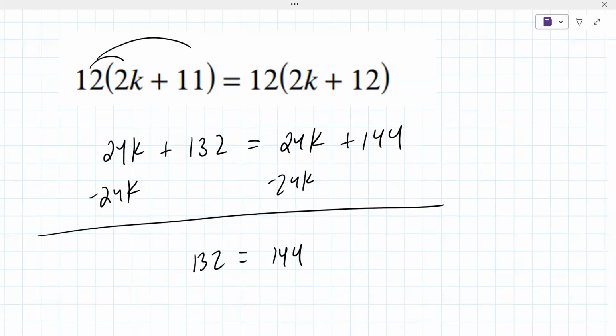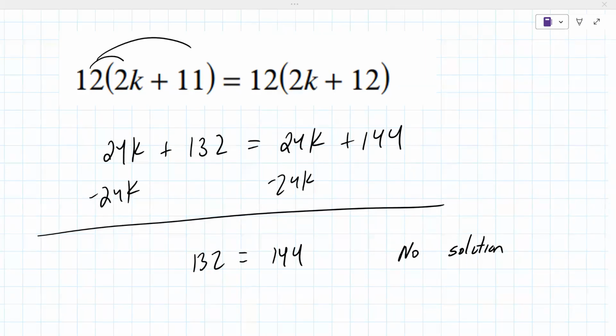And the reason I ask if this is a true statement is because I think this is the most reasonable way to think through these: is it true or not? Are these numbers the same? No, they're not the same. And since they're not the same, there is no solution.